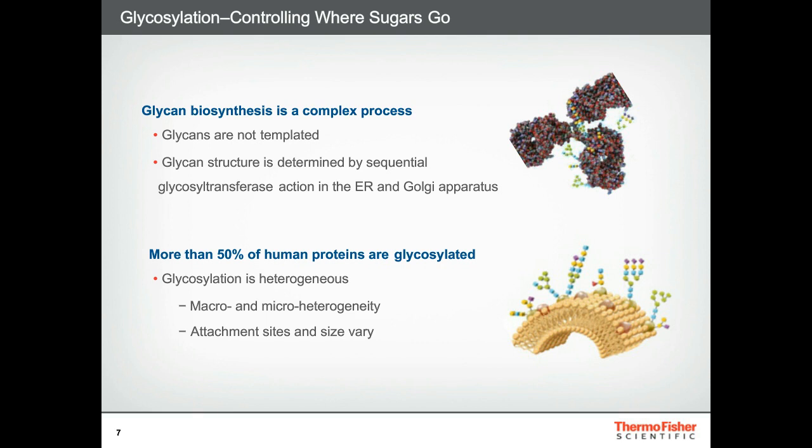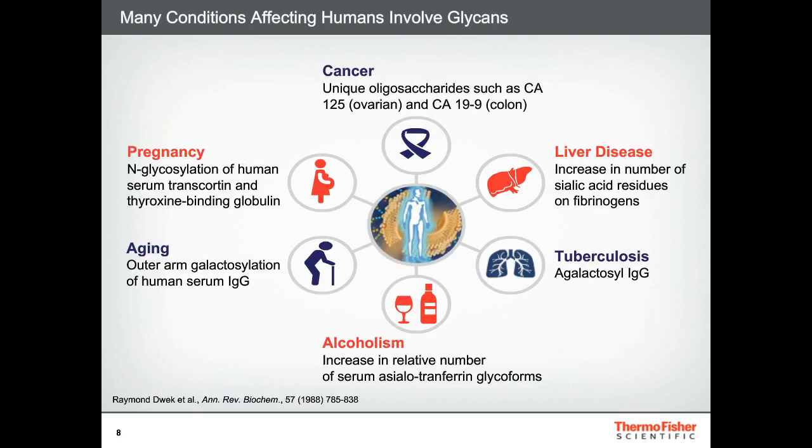Glycosylation isn't just a concern when producing glycoproteins in cell culture. There are many medical conditions seen here that can have impacts and or be the result of genetic changes that affect glycan biosynthesis and metabolism.